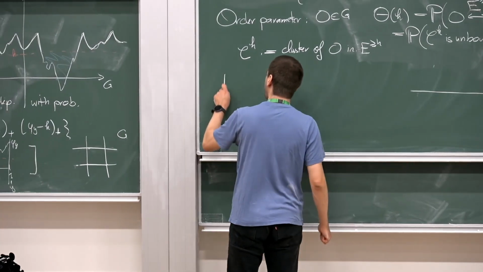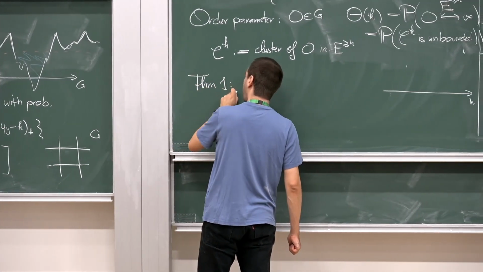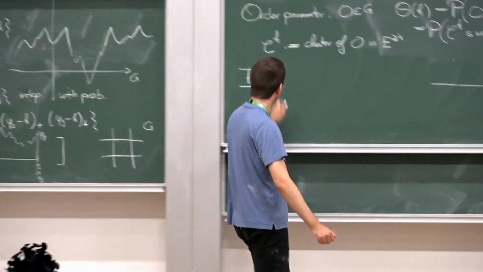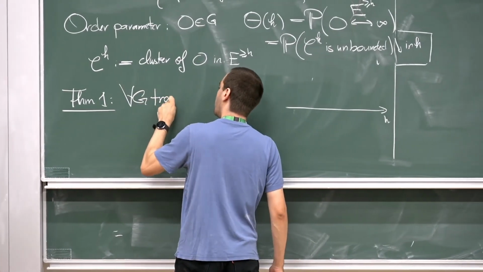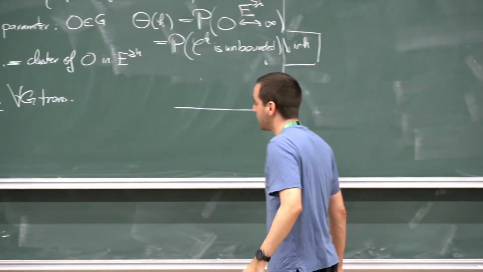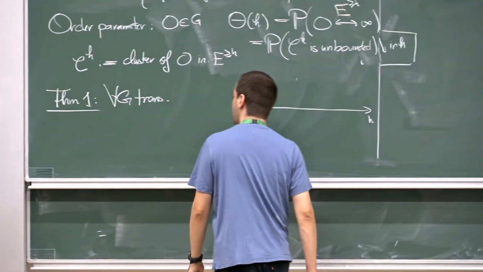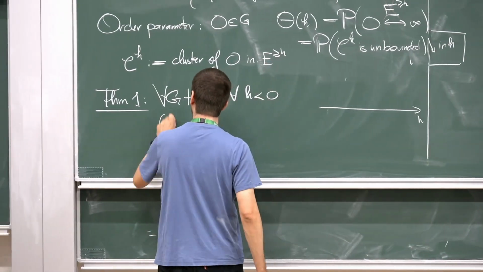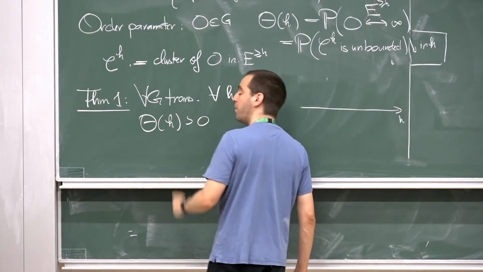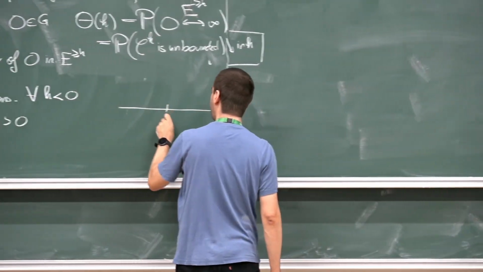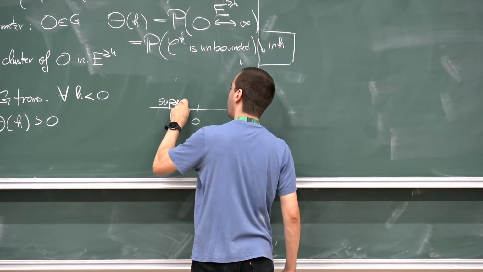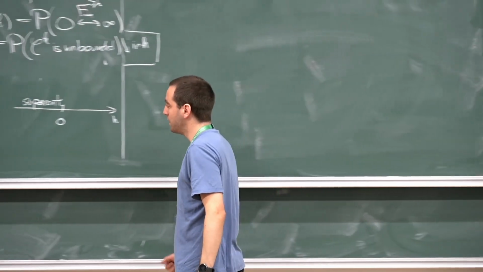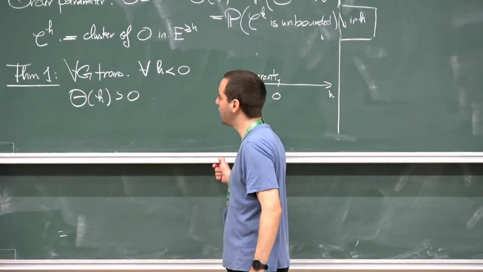So here is the first theorem. And again, I stress, so far everything is true on any transient graph. Any of the examples up there, for instance. If you look at negative heights, so for all h less than 0, this order parameter is positive. So you have percolation. If you put 0 here, then here you are supercritical.